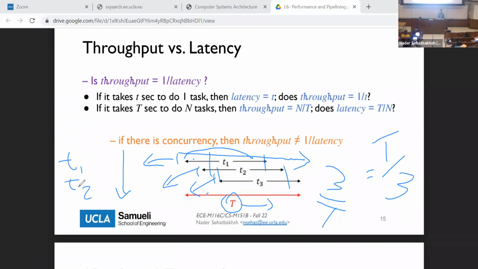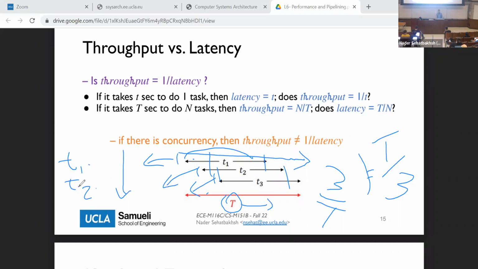Does that make sense? Anybody? Any doubts? Questions? Yeah. So the question is whether T over 3 is the latency, and I said no. You cannot say that the latency of each individual task is T over 3. The latency of each task is T1, T2, and T3, but the throughput is 3 over T. T over 3 doesn't mean anything. You can say it's the average latency, but it's not the latency of the application.